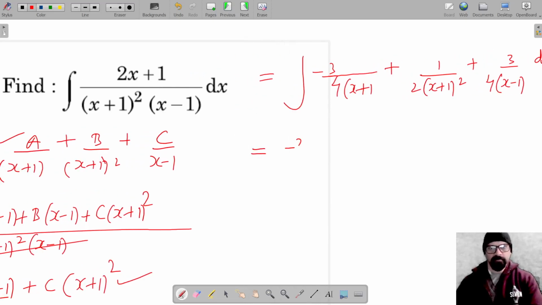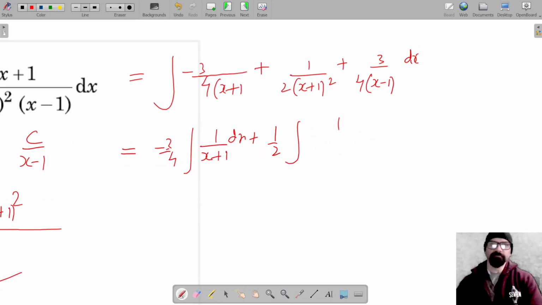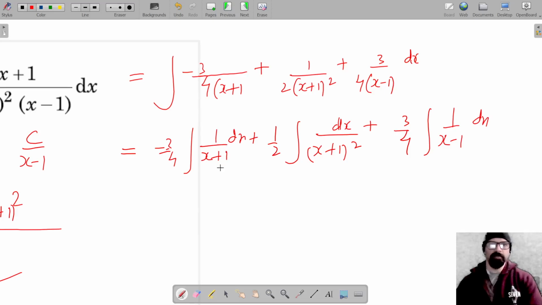So finally we have got our integral in this form, and let's separate this. So this becomes minus 3 by 4 integration of 1 upon x plus 1 into dx, plus half integration of 1 upon x plus 1 the whole square, plus 3 by 4 integration of 1 upon x minus 1 into dx. Everything is with the differential element dx.